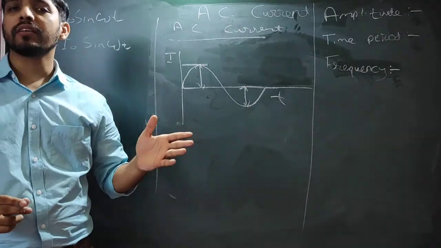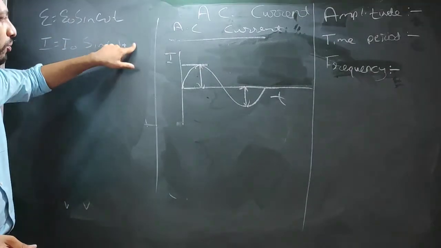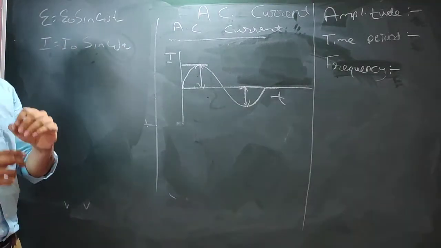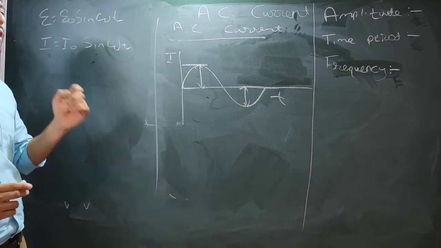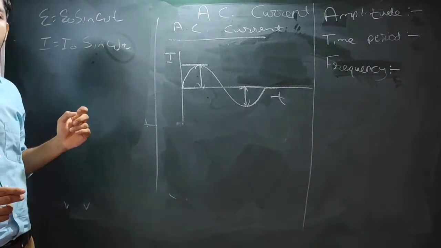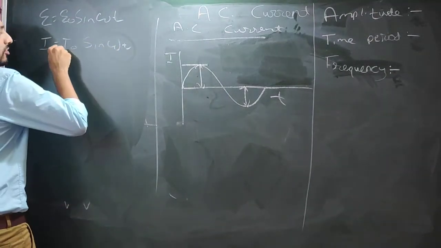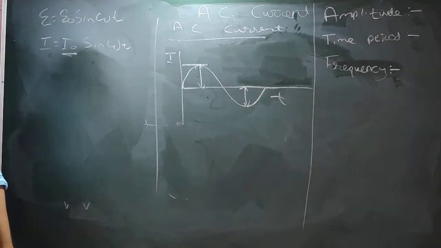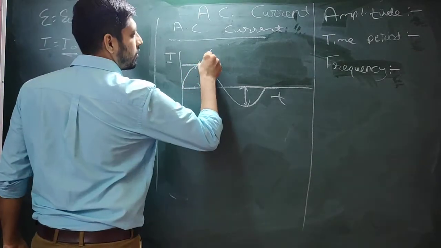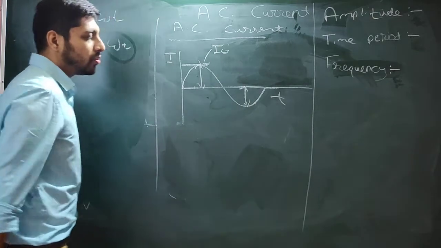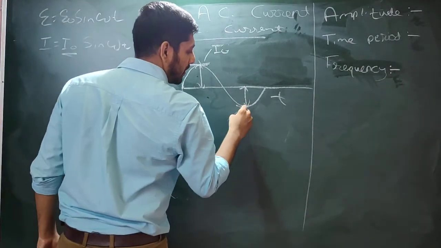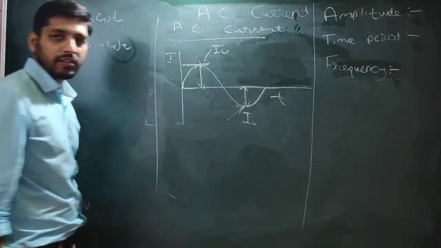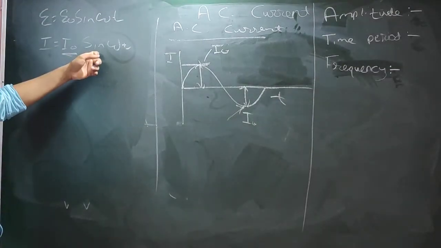It cannot be greater than 1. If you put any value of omega t over here, it can never be greater than 1. So the highest value of sine will be 1, which means that the highest value of I will be equal to I0. So this value will be I0. Similarly here also it will be I0 in the negative direction. So this shows the amplitude.